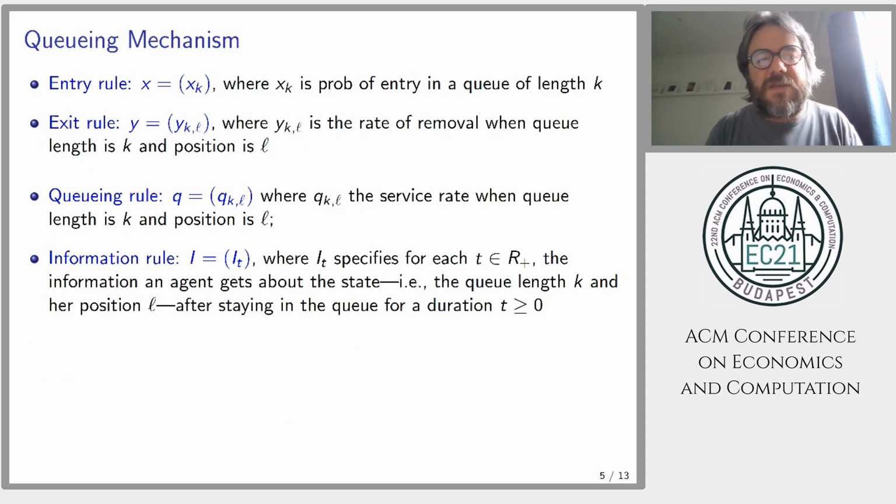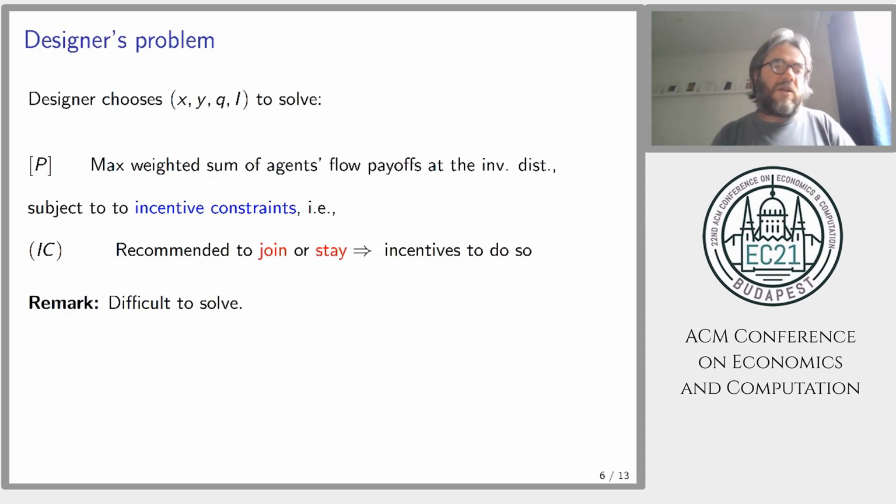Okay, so these are the 4 instruments of the designer, and let me now write down the designer's problem. Still, I'm going to stick to a fairly informal description. So he's going to maximize the weighted sum of agents' flow payoffs, where agents are both the service provider and the individuals. This is going to be maximized at the invariant distribution. And so the set of control variables is going to be the set of instruments that I described before.